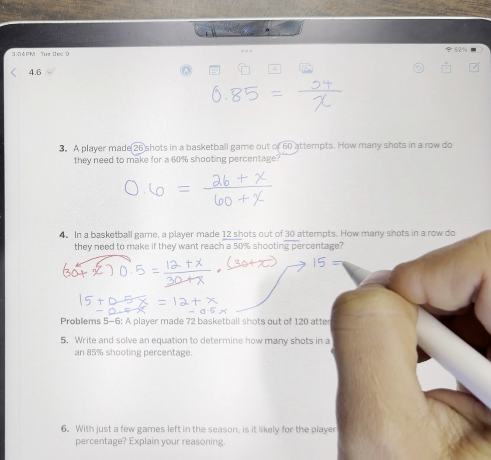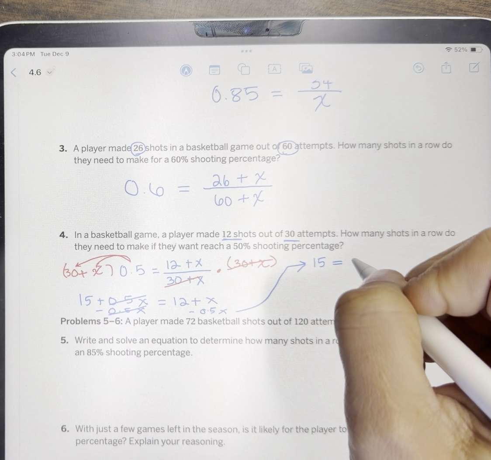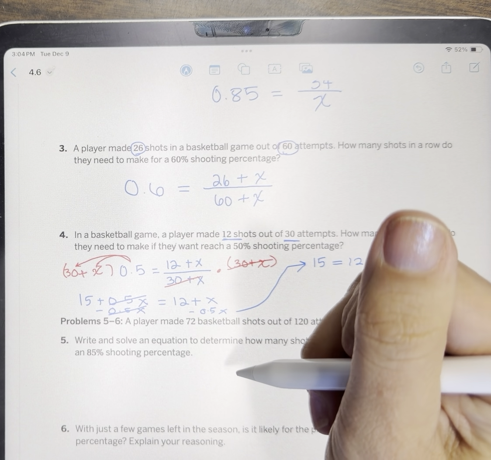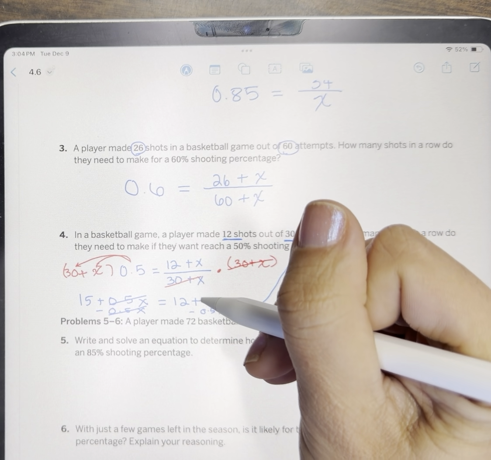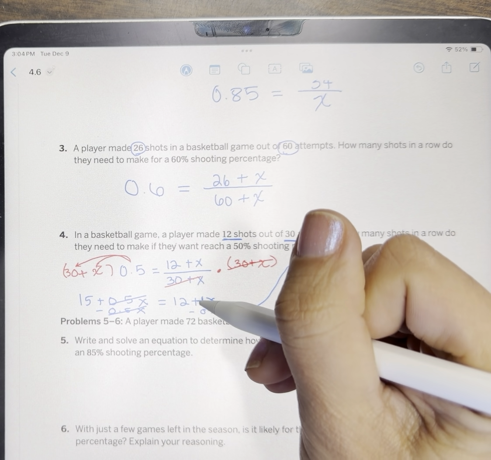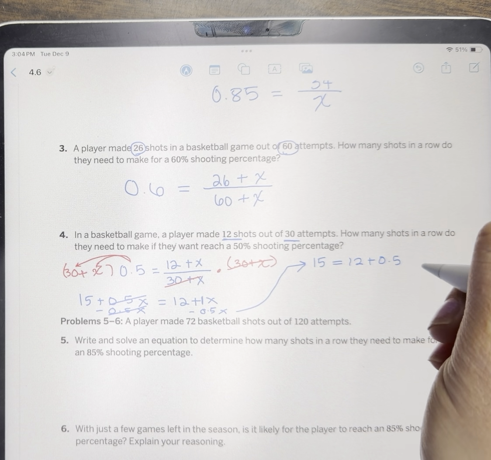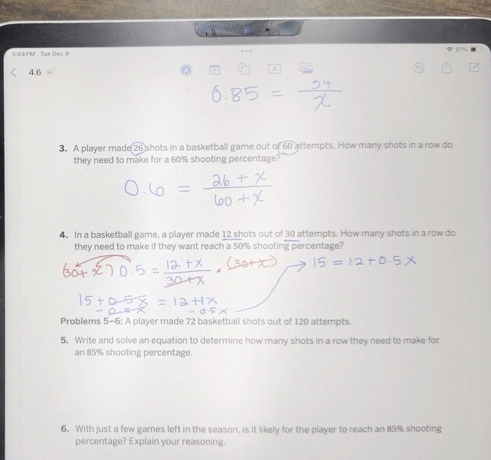Next I have the equal sign. Next I have the 12 that I didn't do anything to. And here, x minus 0.5x, just remember that's a 1x. So what you're really doing is 1 minus 0.5, which is 0.5x. Okay, now I got x out of the denominator. I combine my x's. Now I have a two-step equation to solve.